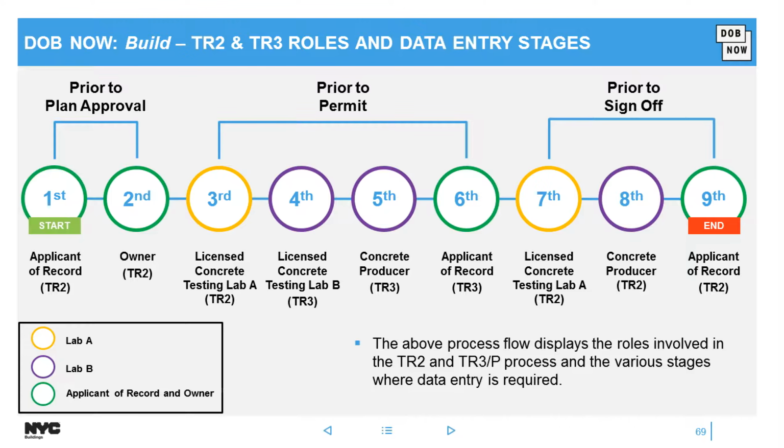Then lab A would go back in where I have 7 prior to sign off, enter the results of those mixes. Then we have the concrete producer on that tier 3 blessing those mixes. And again at the end, we have the applicant of record blessing the mix with or without exceptions, and I will show you how that's done as well.